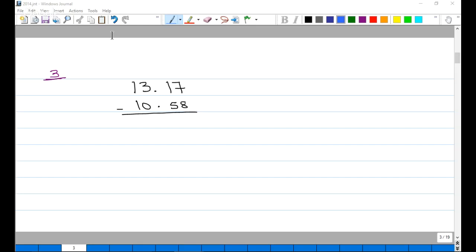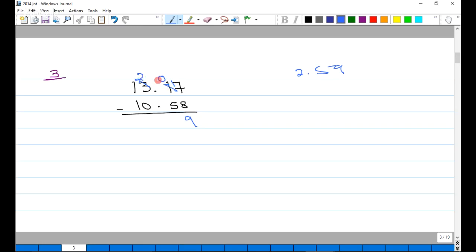2.59. Okay, let's see. You have 2.59. So I can't take 8 from 7, so I'll take the one there. This will be 17. So 8 from 17 now will leave me with what? 8 from 17 would leave me with 9. Okay.